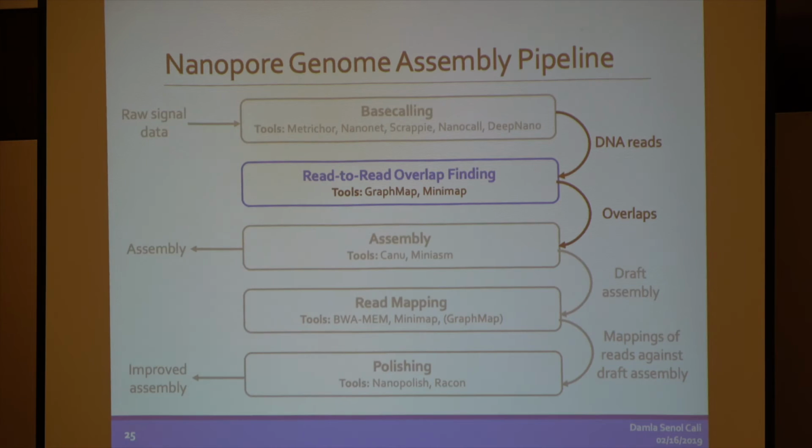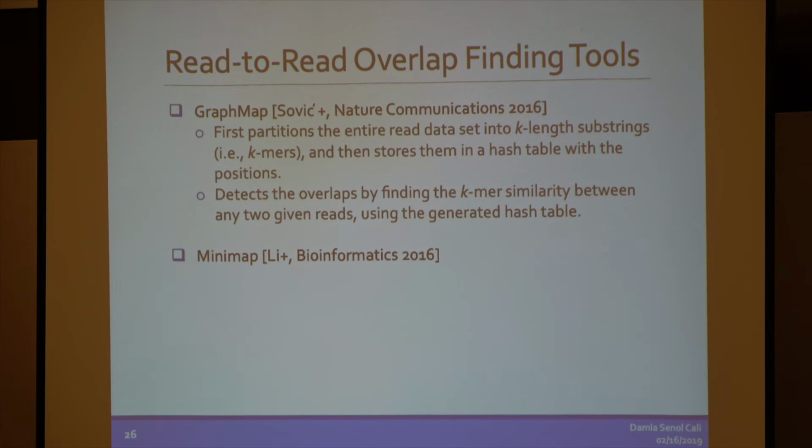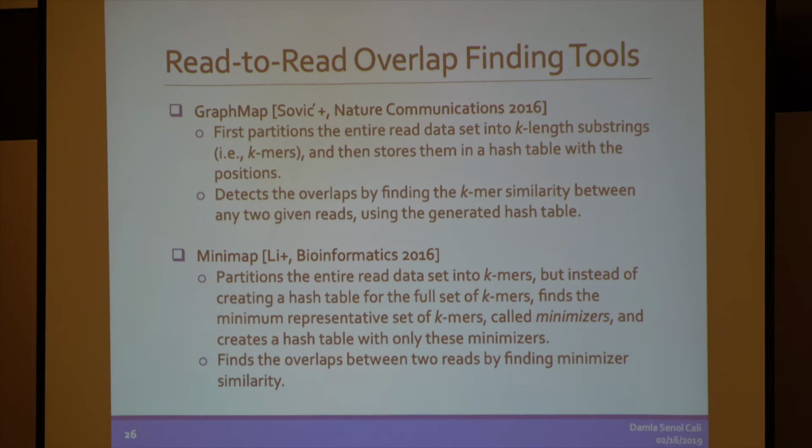So let's move to the second step, read overlap finding. We picked two tools, GraphMap and Minimap, for this step. What's different between these two tools is that GraphMap partitions the entire read data set into k-length substrings, k-mers, detects the overlaps, stores them in a hash table with the positions, and uses k-mer similarity to find the overlaps. Whereas Minimap partitions the entire read data set into k-mers, but only stores the minimum representative set of these k-mers, which are called minimizers, and then uses minimizer similarity to detect the overlaps.